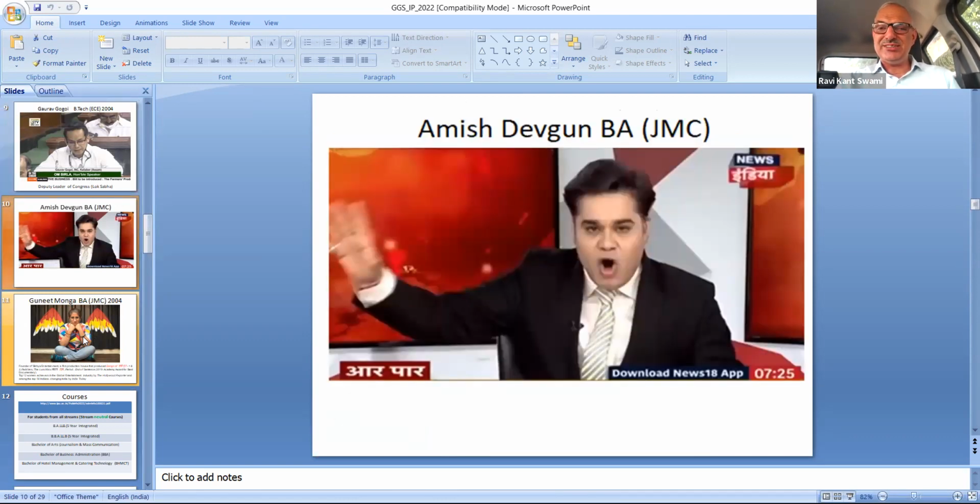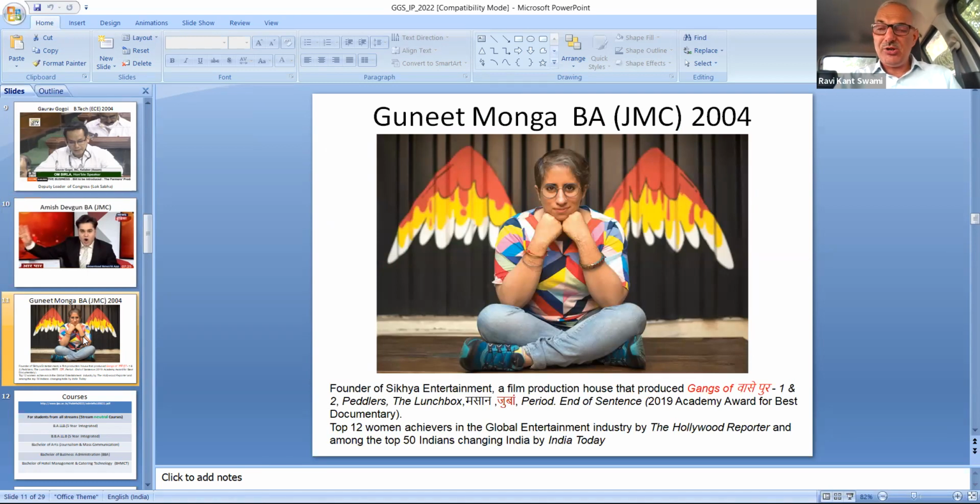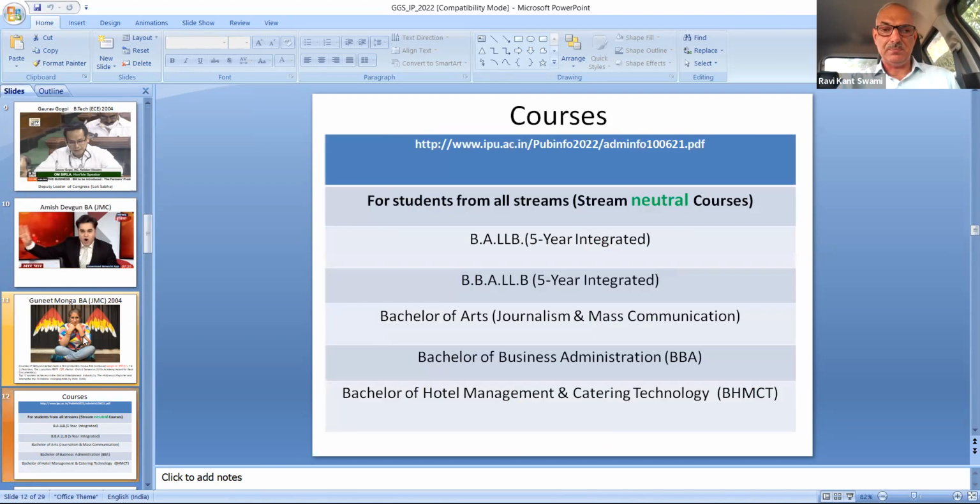Everyone recognizes this face, a very popular TV face. He did his journalism from IP. Guneet Monga, all of you do not recognize this face, but you know the movies produced by her production house, Gangs of Wasseypur, everyone knows. So such great movies, low budget great movies, have been produced by a production house which is owned by Guneet Monga, who again did her graduation in journalism from IP University. The list is very long. I'll stop here and move to the second part of the presentation.